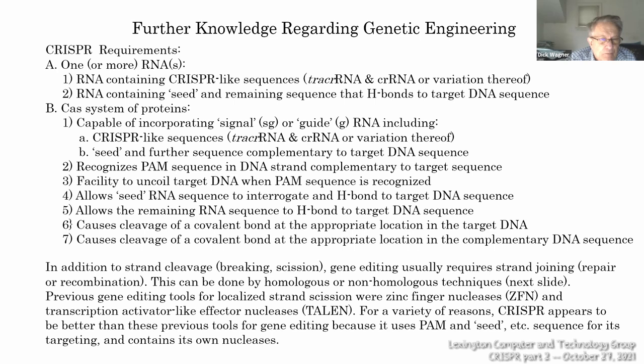In the RNA, you've got to have one or more RNAs. You have to have an RNA containing the CRISPR sequence, the dyads or repeats that form the palindromes. And that's formed both from the tracer RNA and the CRISPR RNA. As I said, in the bacterial immune system, they're separated from each other. They work in conjunction on the Cas system, but they are separated. But it has been found in the lab that they can be covalently bonded together.